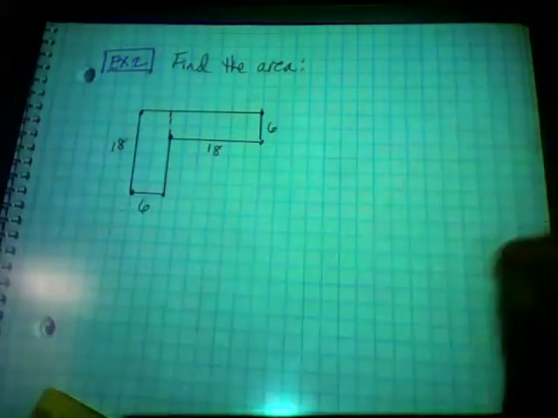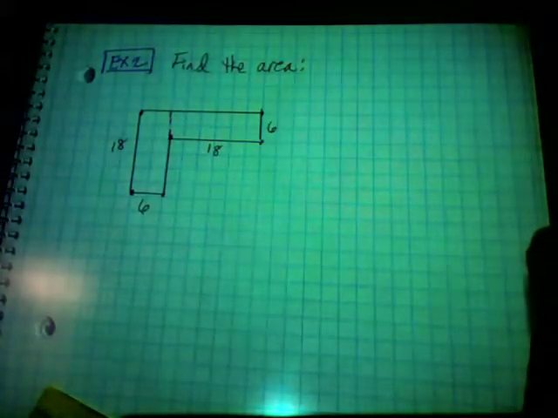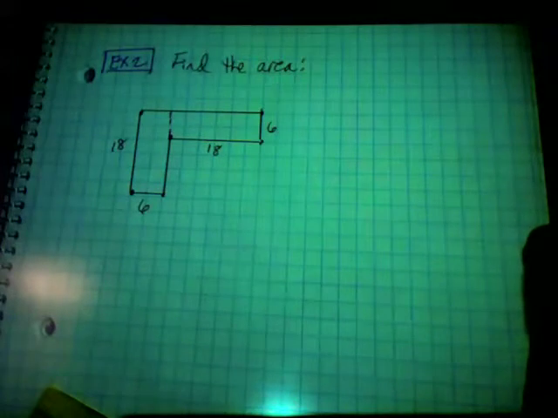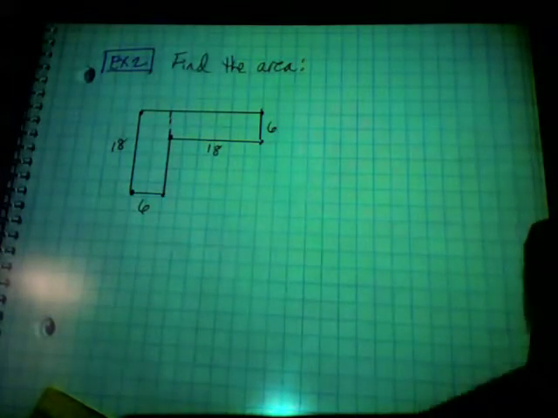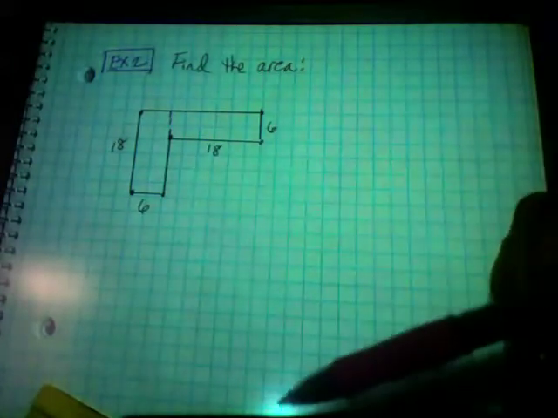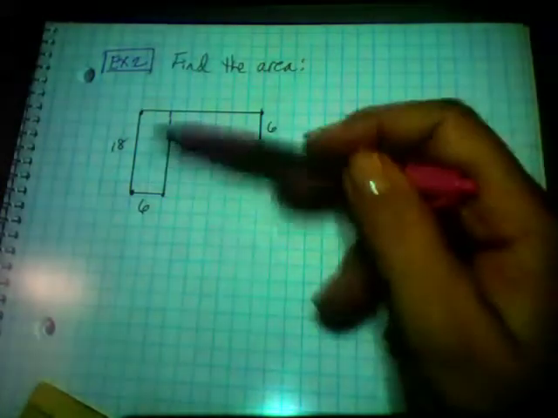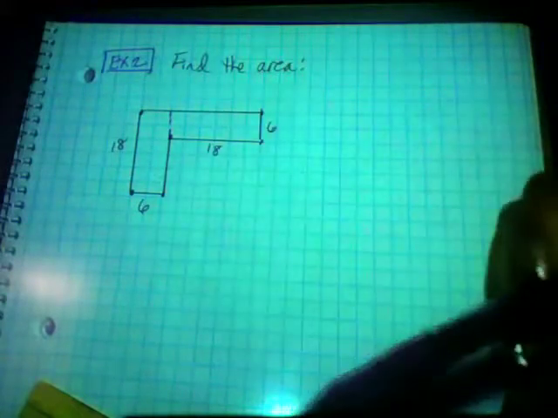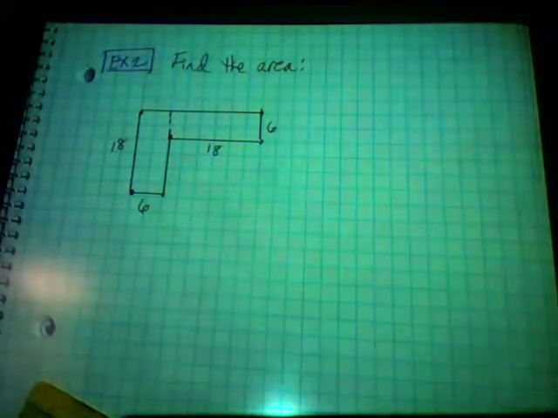So how am I going to find the area of it? How do I find the area? What shape is that? A rectangle. What's the area formula of a rectangle? Same thing for that one. Then once you find the area of these, what do you do with them? Add them together. So I'm going to name this shape 1 and this shape 2.